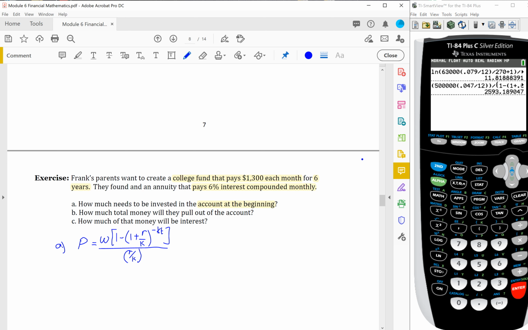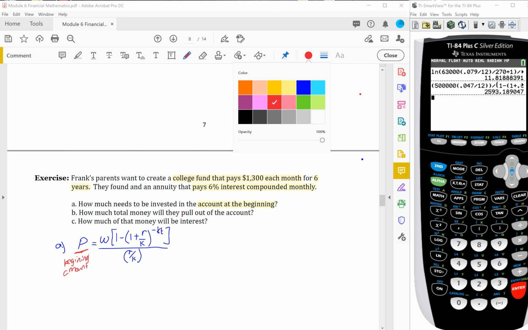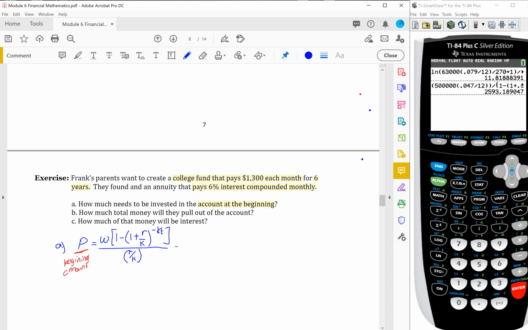Now, last time I had to solve for W, how much we withdrew each time, but this time they tell us. We're just trying to figure out how much needs to be there in the beginning. And that's what P is. P is your beginning amount. So we don't have to modify our formula at all. We can just use it as it is.